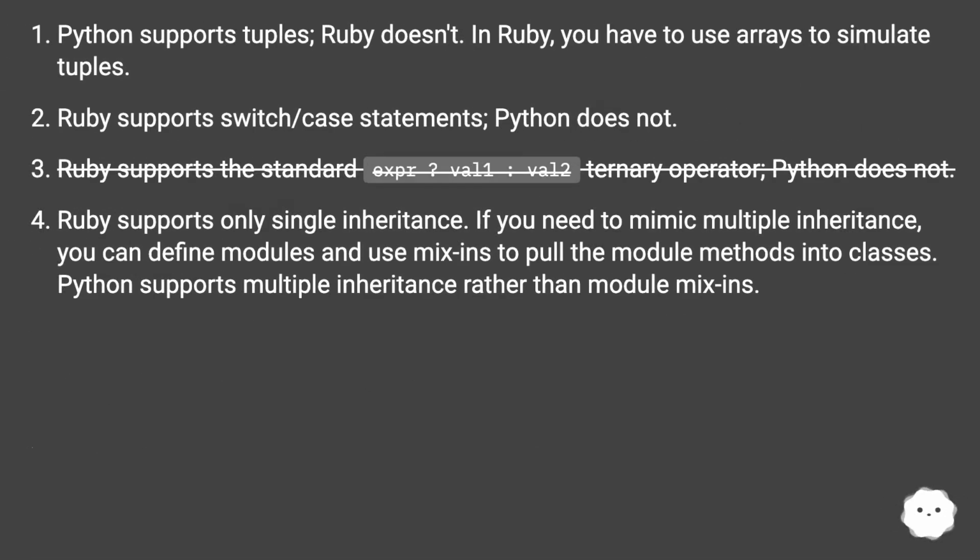Python supports tuples, Ruby doesn't. In Ruby, you have to use arrays to simulate tuples. Ruby supports switch/case statements, Python does not. Ruby supports only single inheritance. If you need to mimic multiple inheritance, you can define modules and use mixins to pull the module methods into classes. Python supports multiple inheritance rather than module mixins.